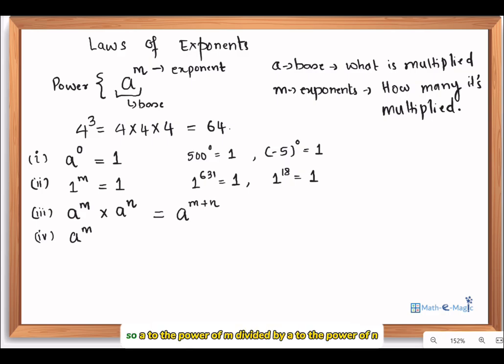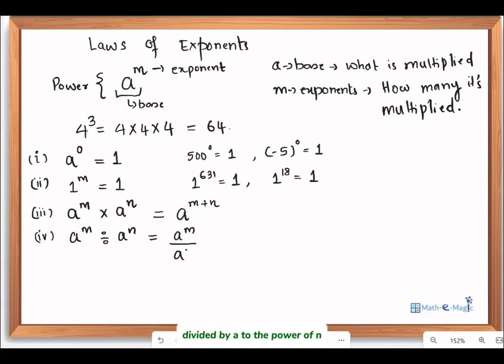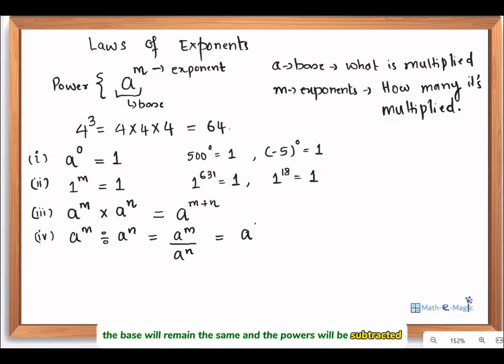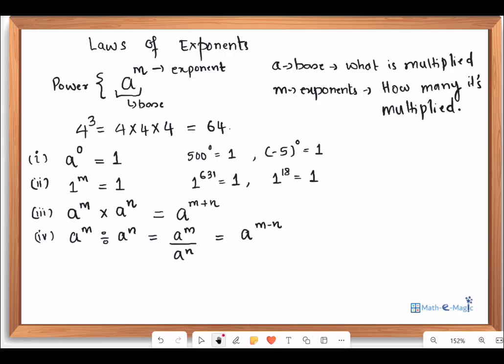Similarly, if I have the same two powers with different exponents but the same base and they are being divided, so a to the power of m divided by a to the power of n. In this case the base will remain the same and the powers will be subtracted. So a to the power of m divided by a to the power of n is equal to a to the power of m minus n.